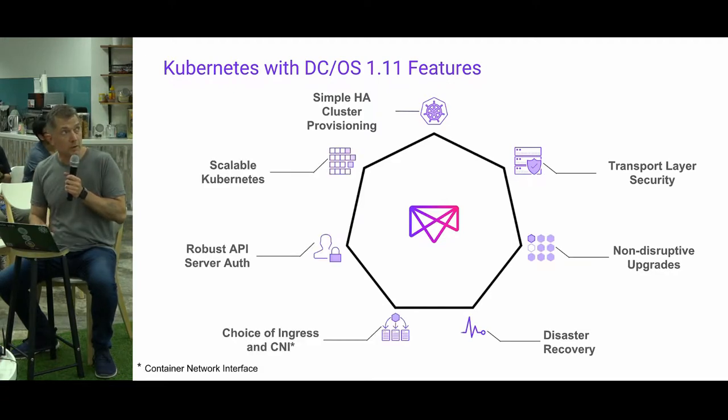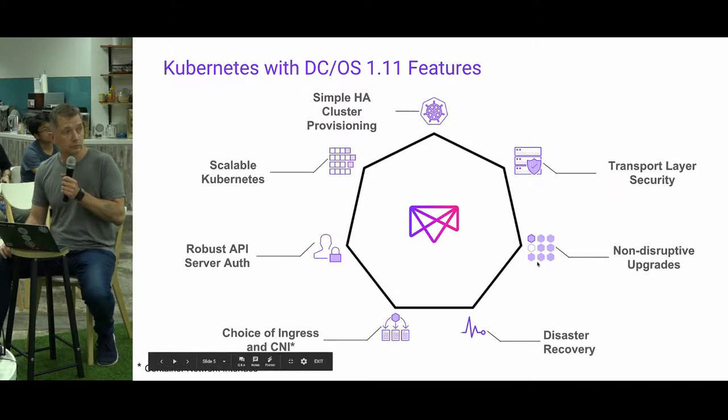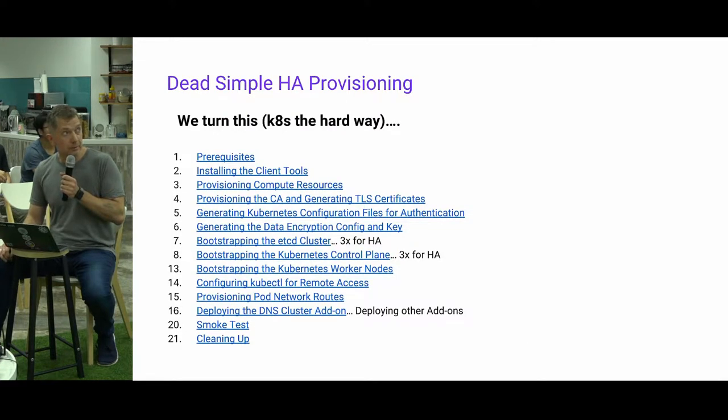So this week we are getting the new DCOS 1.11, and that will have Kubernetes as GA as well. So that is simple HA cluster provisioning, scalable Kubernetes, an easy way. API access with authentication. DCOS as well supports CNI as Kubernetes does, and CSI as well, because we are involved a lot with CSI, the Kubernetes storage interface. So all that's available. TLS, easy upgrades of Kubernetes, and disaster recovery, so we can back up and restore Kubernetes clusters running on DCOS. So really simple HA provisioning.